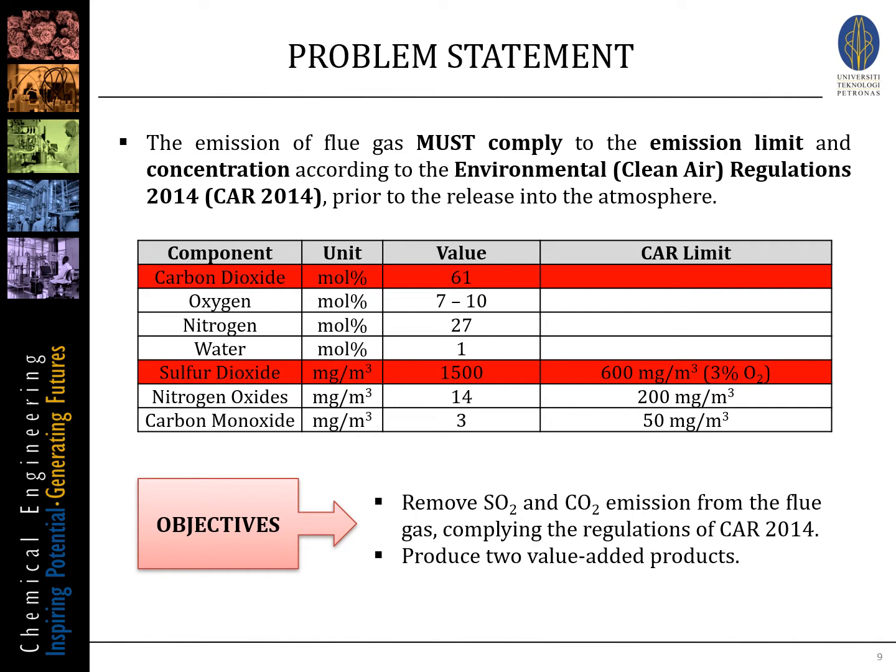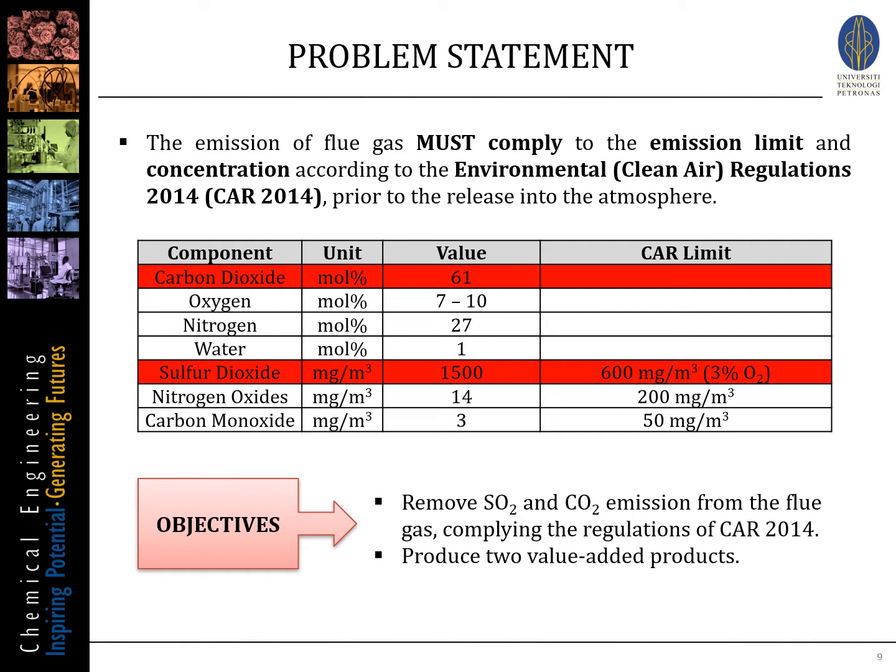Not only that, CHA 2014 also has enforced much more stringent emission standards of air pollutants from industrial activities in order to provide better means in ensuring sustainable air quality management. Therefore, the emission of the flue gas must comply with the emission limits and concentration according to CHA 2014.